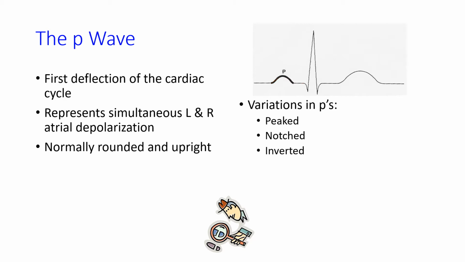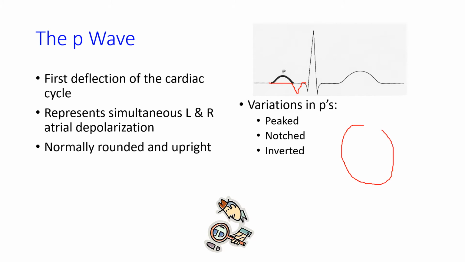The other thing that you could potentially have is an inverted P. Instead of being positive, it will be negatively deflected. And usually that is because the impulse is coming from the AV junction.